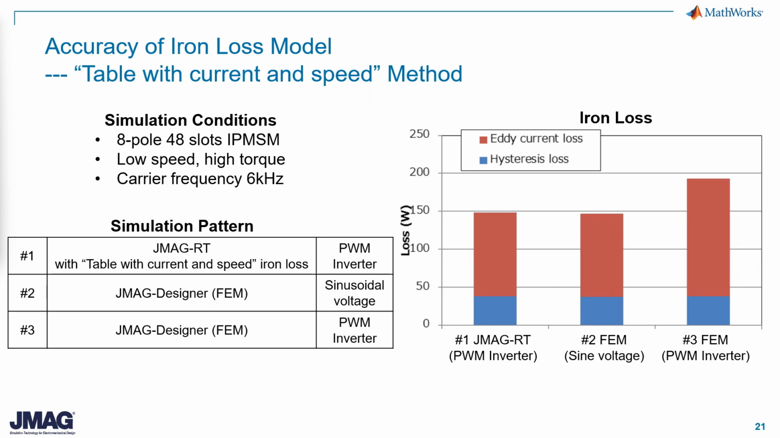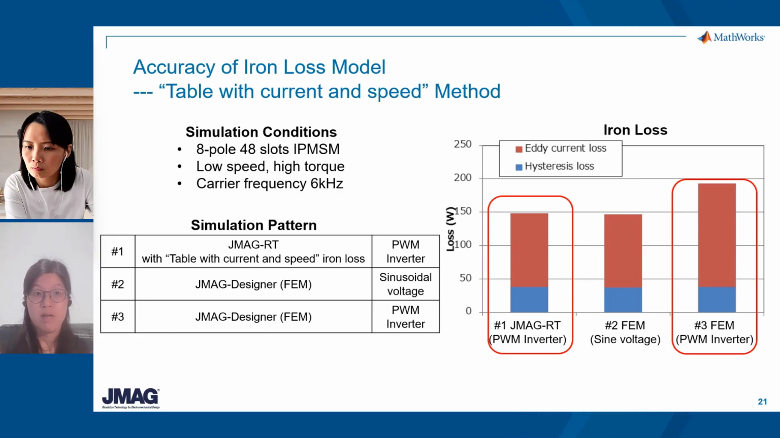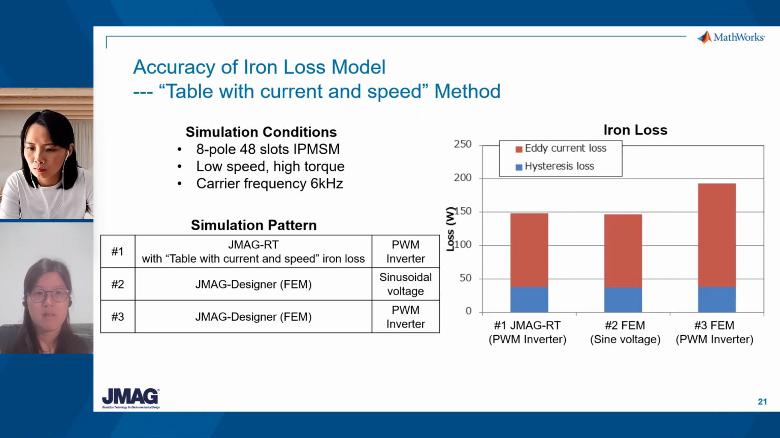Here is the result of these three patterns. In this graph, we compare the JMAG RT with inverter drive, FEA with ideal sinusoidal current, and the FEA with inverter drive. As you see, JMAG RT with inverter and FEA with inverter have a discrepancy. And you will easily notice that JMAG RT with inverter has the same losses as the FEA with the sinusoidal voltage input. Why is this difference created?